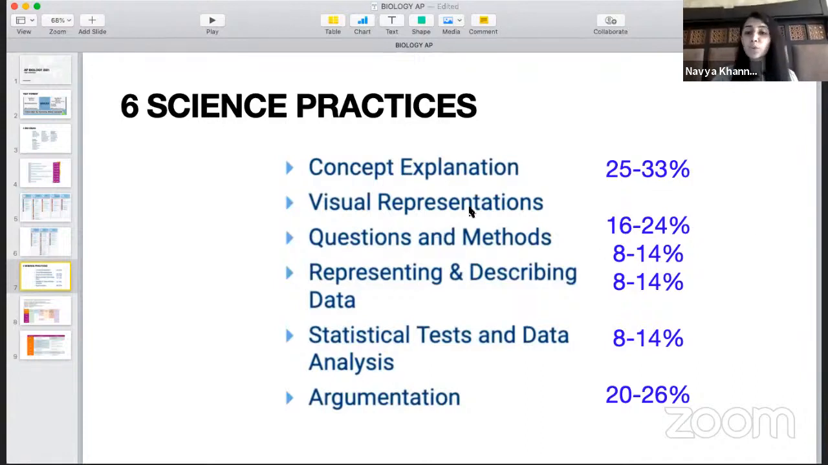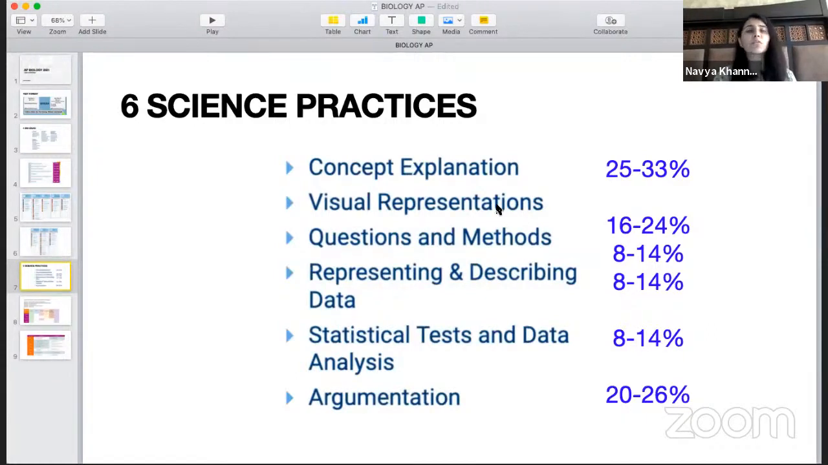Then visual representation. Now in this year, since we are going digital, they will not really ask you to draw any diagram or graph, but they could ask you to interpret, right? So interpret a diagram or interpret a graph. That is visual representation. So 16 to 24% of the questions are that, and you can see that in both MCQ and free response questions.